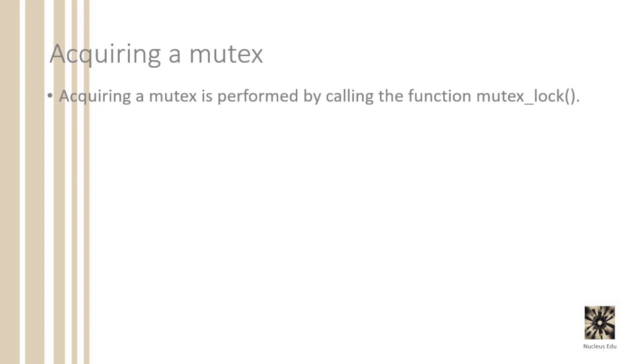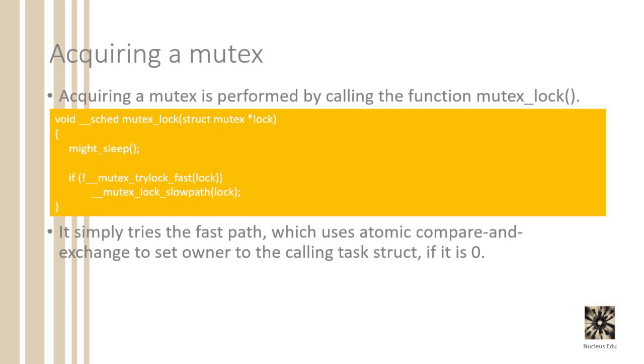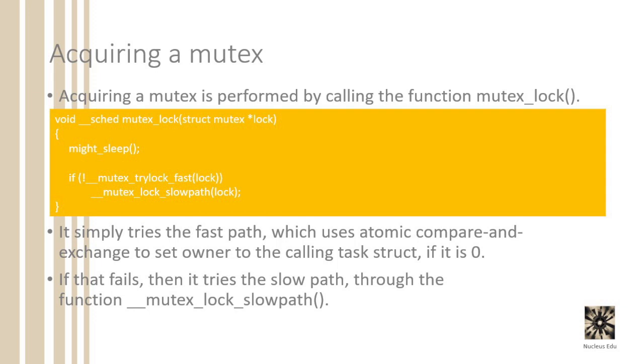Right, moving on to acquiring a mutex. Acquiring a mutex is done by mutex_lock, and this is how the function looks. It's pretty simple. It first tries a fast try lock, a simple one which uses atomic compare and exchange to set the owner to the calling task_struct. If that fails, then it tries the slow path through the function called __mutex_lock_slowpath.